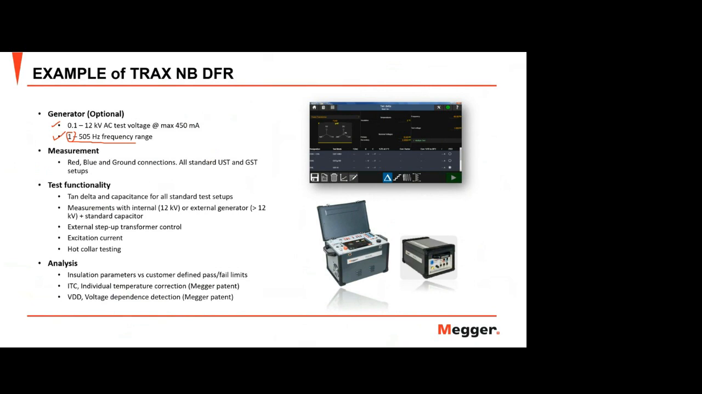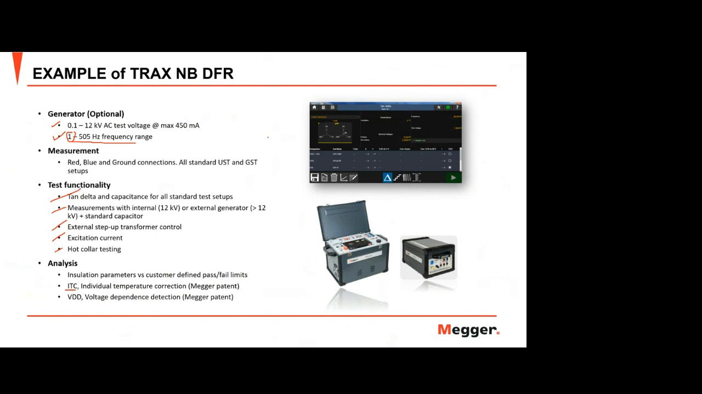To test for functionality, you can measure the tan delta. You can also measure with the internal 12 kV or an external generator plus a 25 standard capacitor. External step-up transformer control if you want. You can also do excitation current and hot collar testing if you want. And the good thing with the TRAX is that it has the ITC, or individual temperature correction. Maybe some other time we will have a webinar about the ITC.